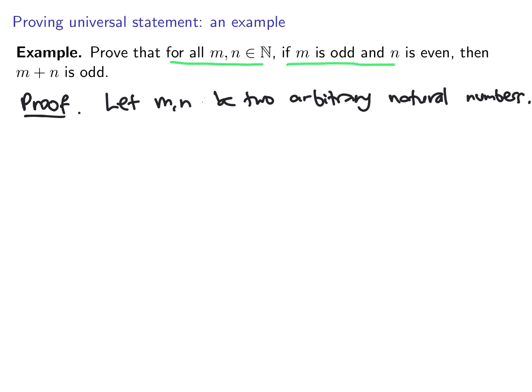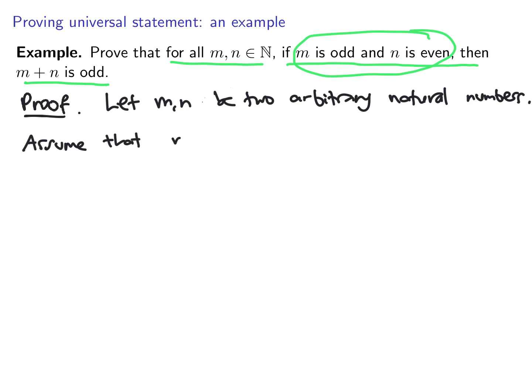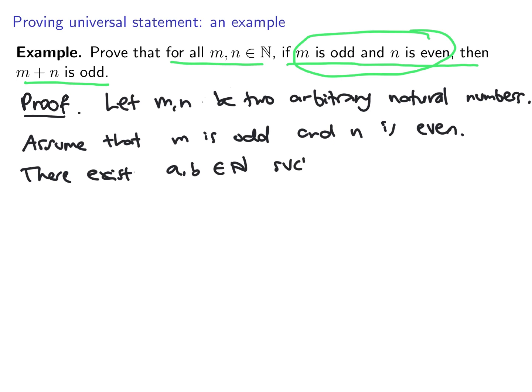We want to prove an implication, right? We know by now how to prove an implication. We assume the hypothesis, and we show the conclusion. So, assume that m is odd and n is even. Okay, so there exist a and b natural numbers such that m is 2 times a plus 1, an odd number, and n is equal to 2 times b.